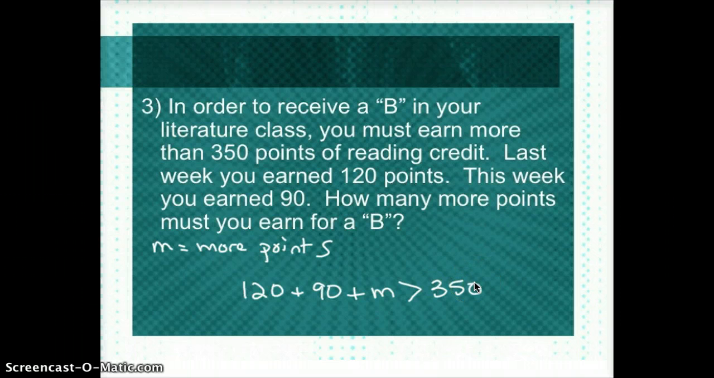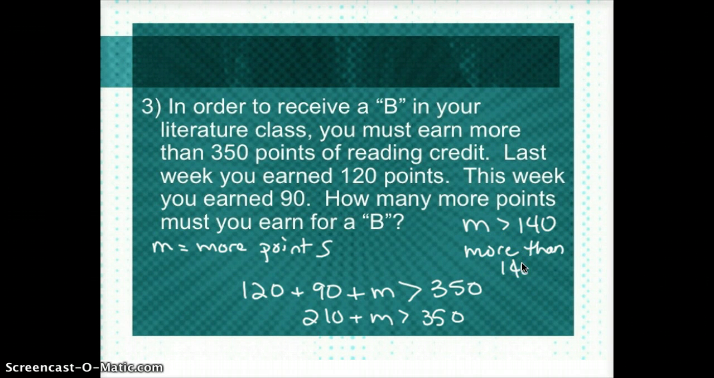So here we've got a nice inequality. 120 plus 90 plus M is greater than 350. If I combine my like terms here, I've got 210 plus M is greater than 350. Just like I would have before, I'm going to subtract 210 from both sides. And I got M is greater than 140. So in this case, I need more than 140 more points. Okay, 140 won't do it. That will only give me exactly 350. I need to earn more than 140 points in the future.